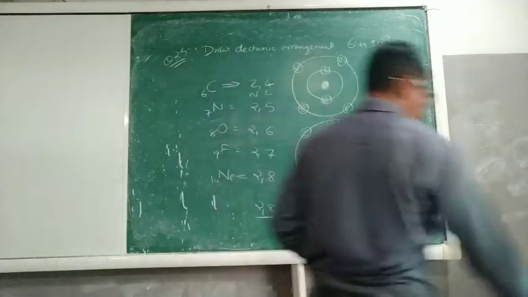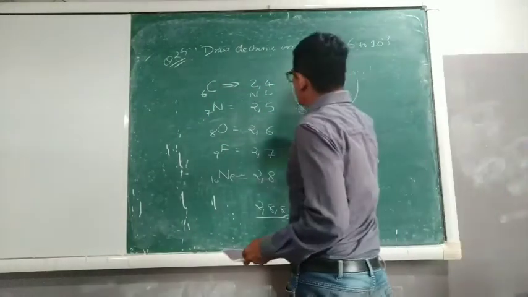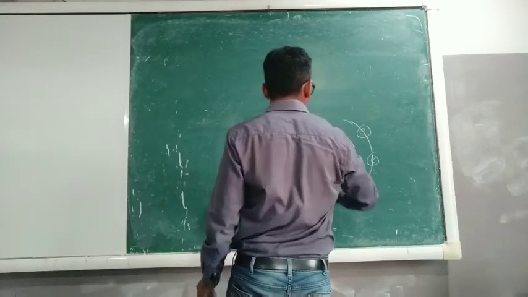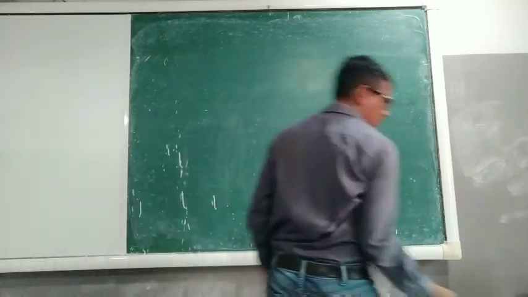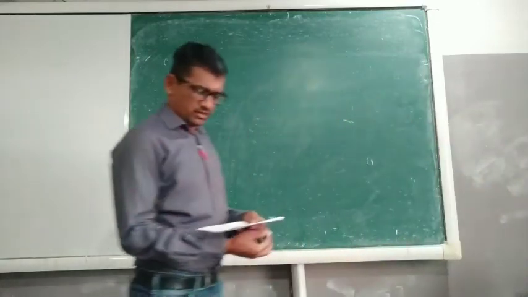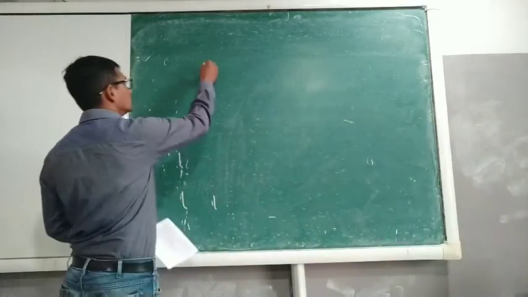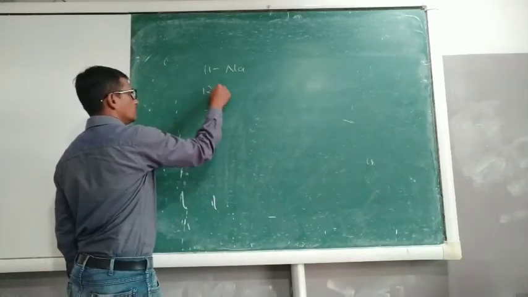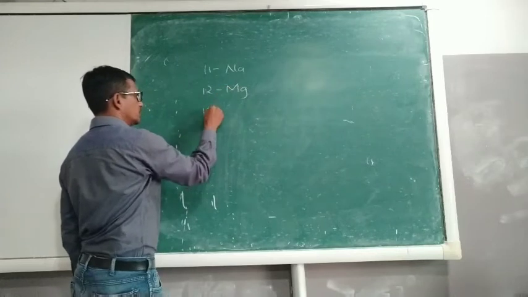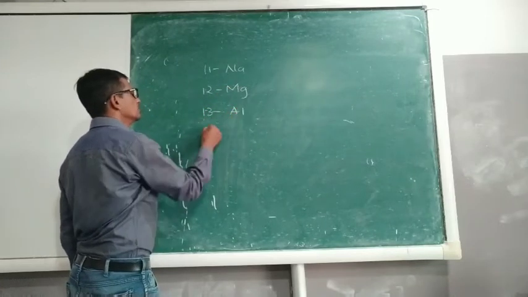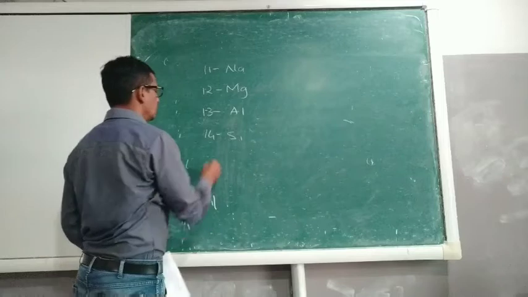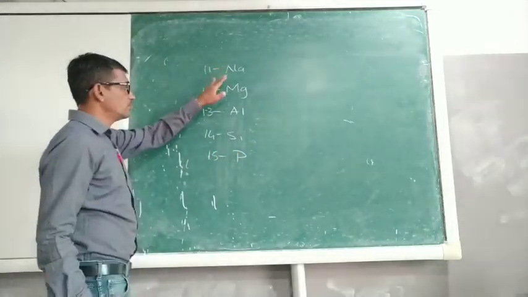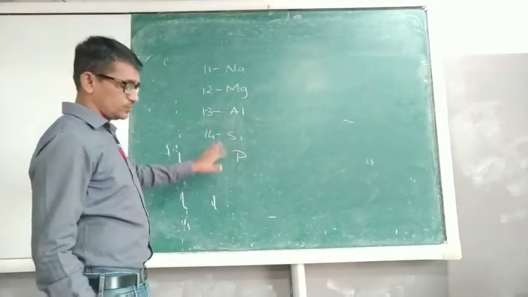So I am drawing proton, neutron. I am writing the names of atomic numbers starting from 11. Suppose 11 number is there, then it is sodium. 12 number, then it is magnesium. 13 number, then it is aluminum. 14, then it is silicon. And 15 number, then it is phosphorus. Remember these: sodium, magnesium, aluminum, silicon and phosphorus.